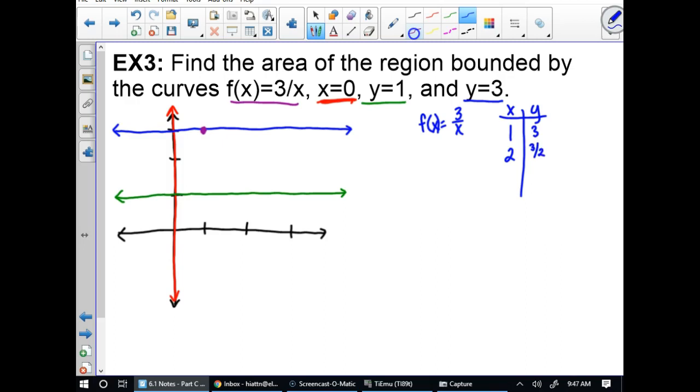So 1.5. So let's graph that point about right here. And if I plug in 3, what do I get? 3 over 3, which is 1. So (3, 1). Conveniently, that hits these lines. So this is a curve like this. You're going to have a vertical asymptote and a horizontal asymptote, but it's not in the region where it really matters. So with these lines, we are looking at this area here.